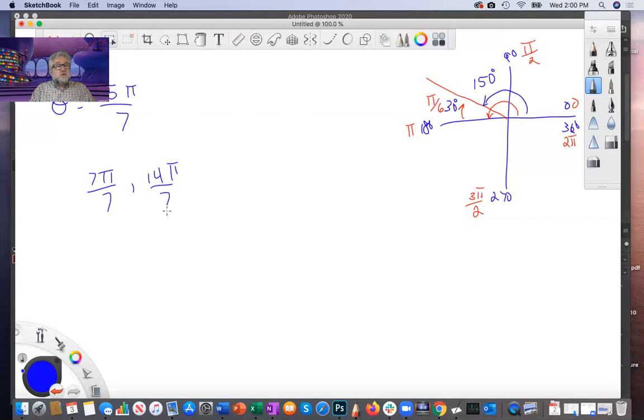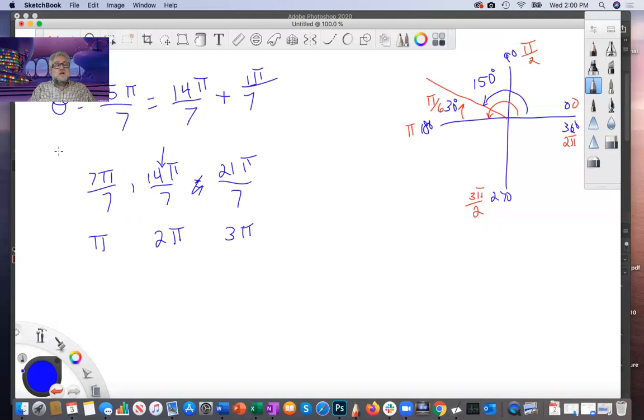So that'd be 2. If I wanted it to be 3, it would be 21 pi over 7, right? 7 over 7 is 1. 14 over 7 is 2. 21 over 7 is 3. So I'm looking to see which one this is closest to, and it's closest to 14 pi over 7. So I'd write this as 14 pi over 7, and I'm 1 bigger. So that'd be plus 1 pi over 7.